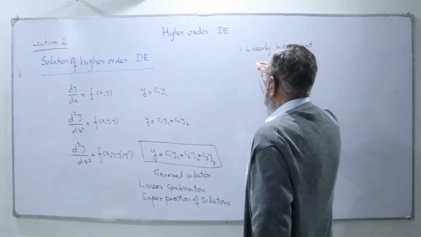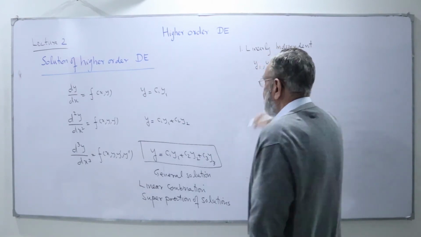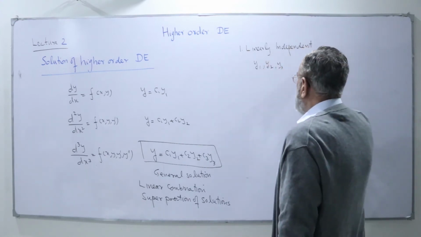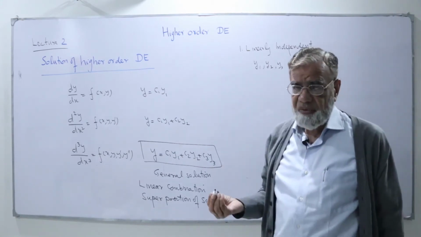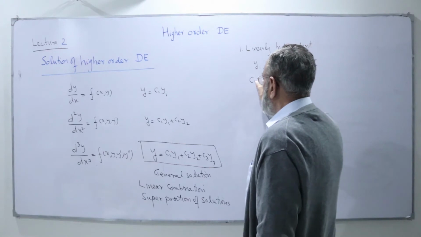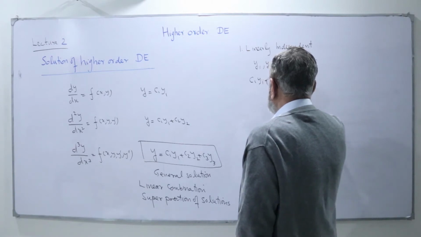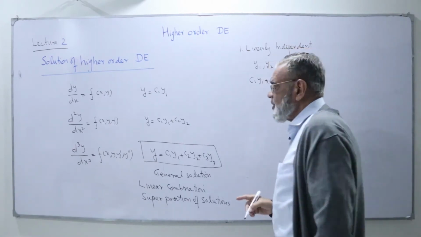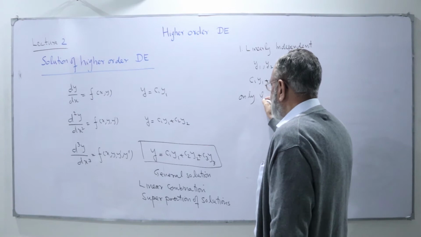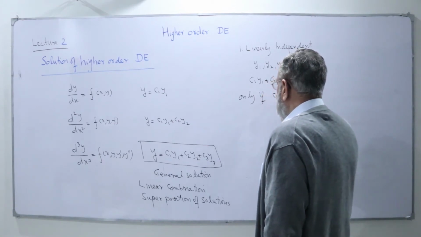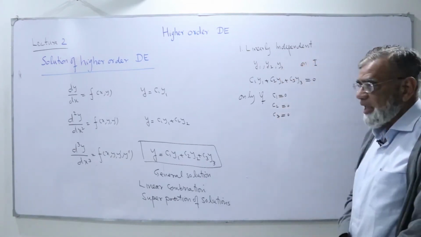We are given three functions, y1, y2, y3. Obviously, when there are functions, there is a domain. We say they are on the interval I. So we want to say they are linearly independent on this interval. They are linearly independent if the linear combination c1 y1 plus c2 y2 plus c3 y3 equal to 0 holds only if c1 equal to 0, c2 equal to 0, and c3 equal to 0. Then we say the functions are linearly independent.